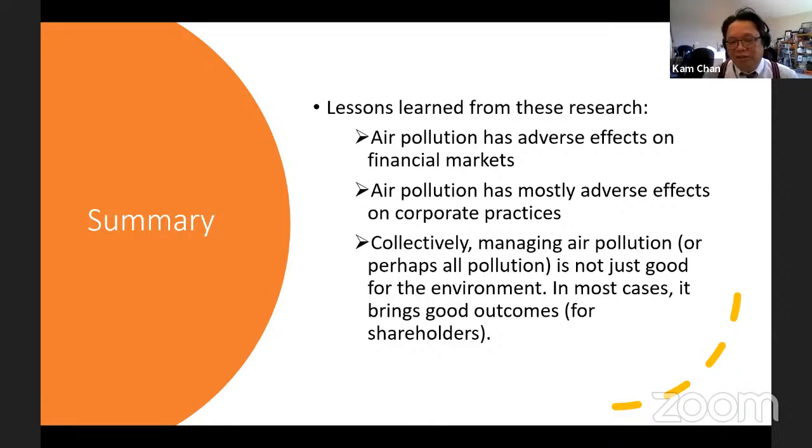So think about our result. If the pollution is under control, they have better innovation, more trade credit. So they don't have to pay the executive so much, save some funds doing something else, all right? So there are some good things for shareholders.